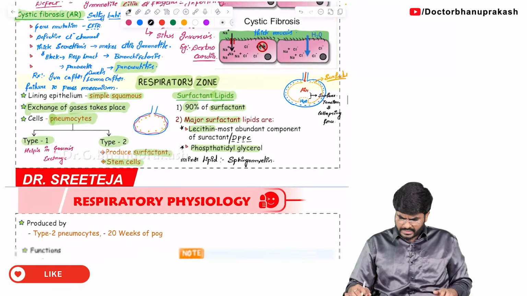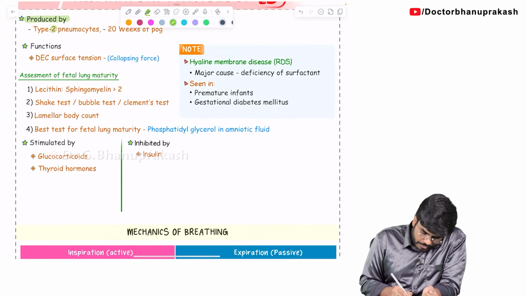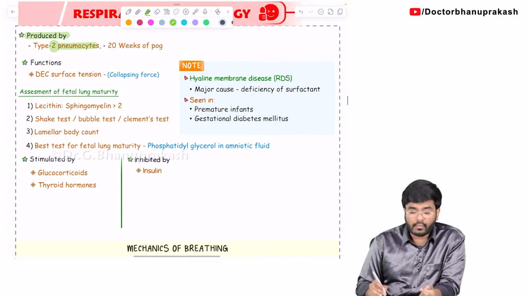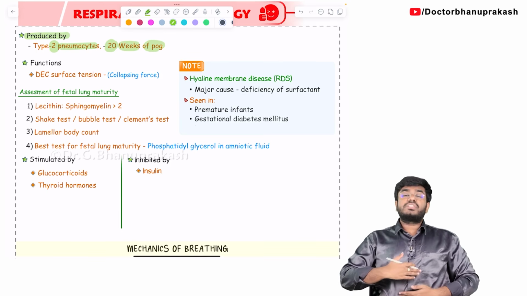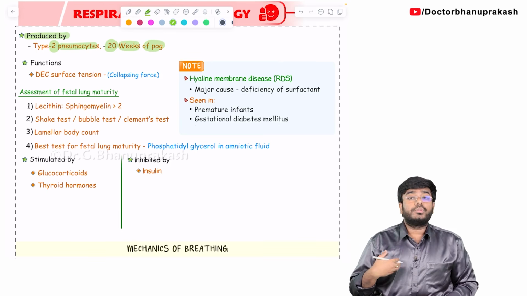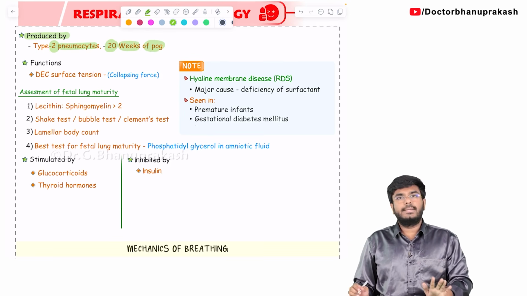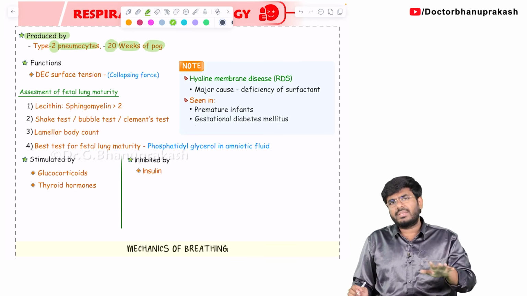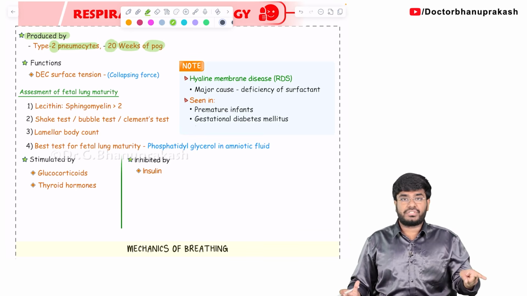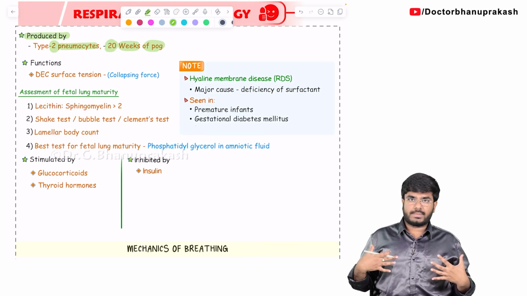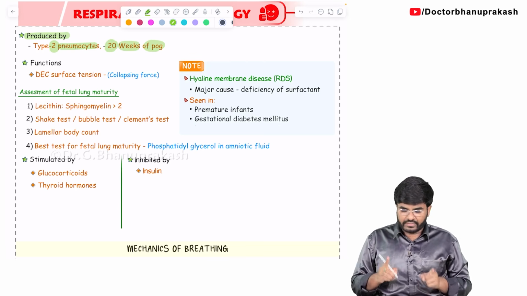Okay. Next, let's see other important points about the surfactant. We all know surfactant is produced by type 2 pneumocytes, from somewhere around 20 weeks of gestation. From 20 weeks of gestation itself, the fetal lungs will start to produce surfactant. Maximum surfactant production is reached by around 34 weeks of gestation, when the lungs mature and you have enough surfactant.